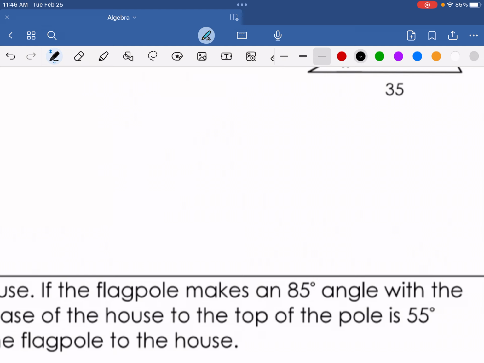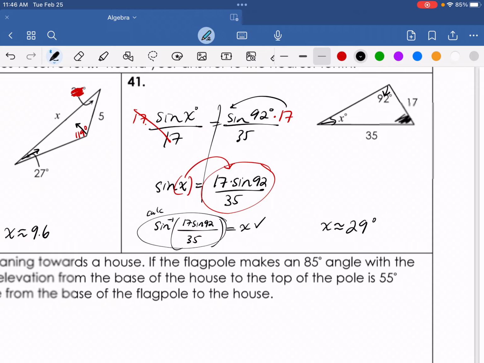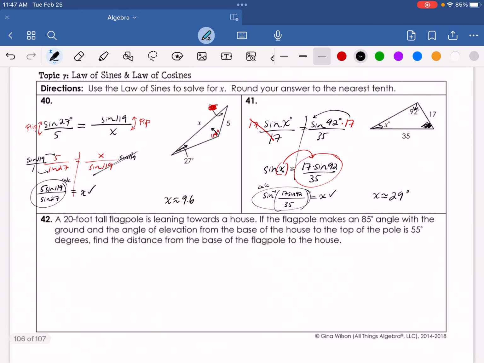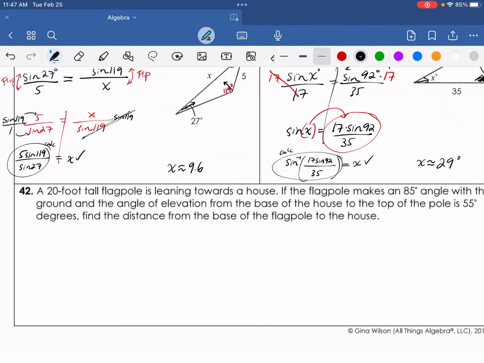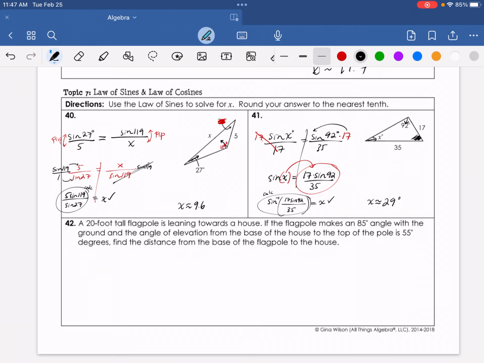And it should be x, whoa, x is approximately 29 degrees. For this one, again, it's a sine problem, a law of sines problem, so you're going to be drawing something similar.